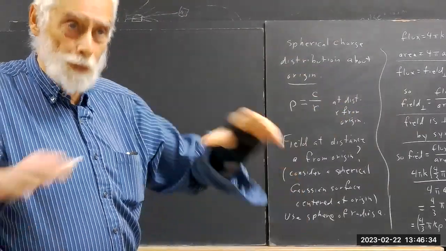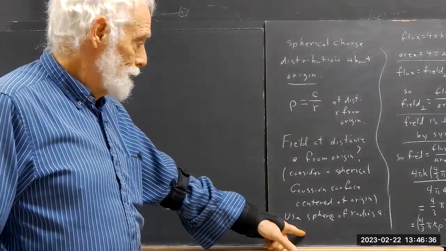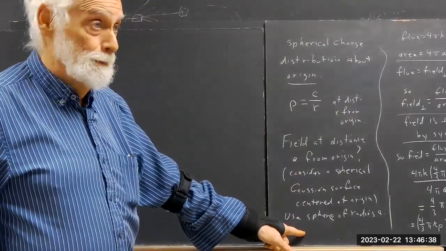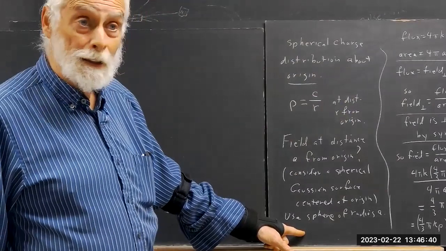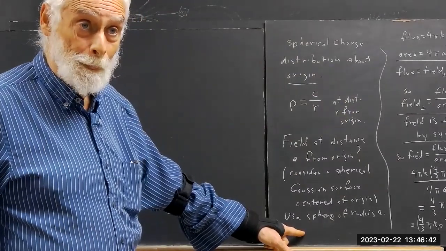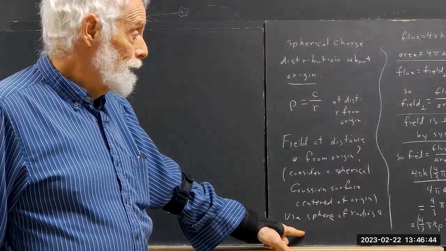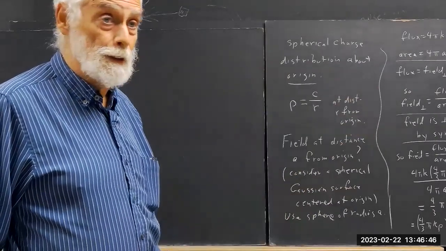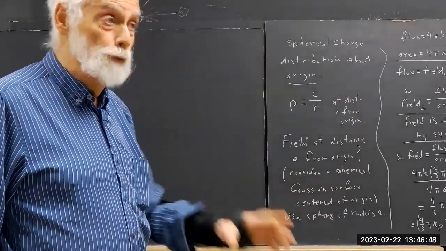And in this situation, everything's nice and symmetric. We have a sphere, a spherical Gaussian surface. Area is 4πa squared. Okay. Everything follows just as easily as it did in the previous example, once we know the charge.